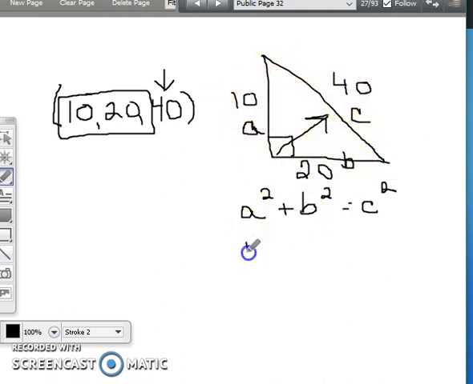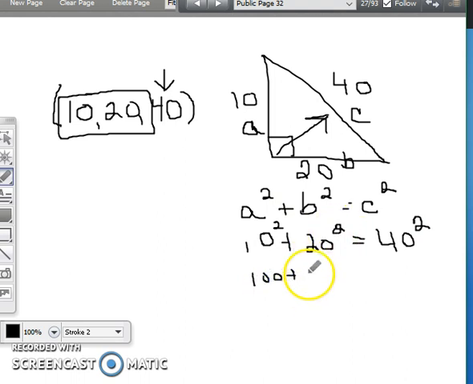Okay, so I have 10 squared plus 20 squared. And that together, when you square it and add it together, has to equal this third side squared, or it's not a right triangle. So let's see. 10 squared is 100. And this is all the work you need to show me. 20 squared is 400. And 40 squared is 1600.